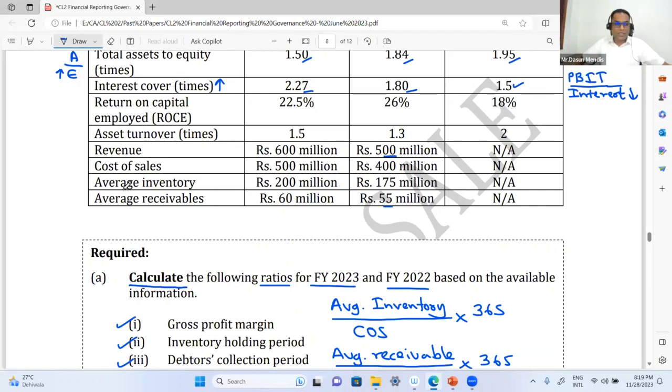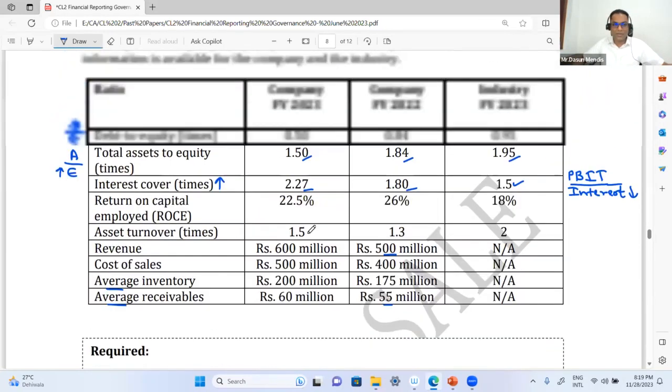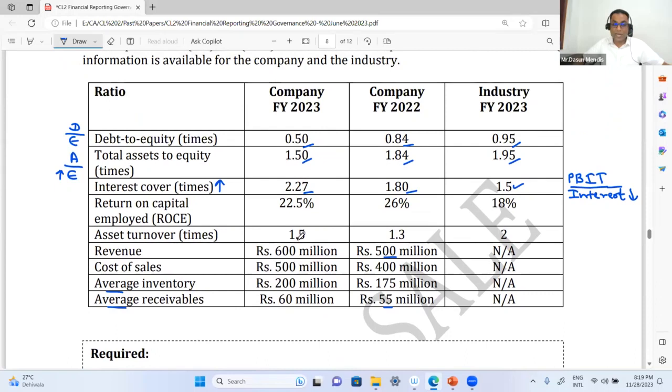Then you might have a question, okay, why do we take average inventory? Why do we take average receivable? Average means what? Period beginning and period end divided by 2. If it is a year, let's say this particular information, revenue, is given for a year, then revenue would occur throughout the 12 months period. So when you are taking the receivable balance, you take the opening and closing receivable, add them together and divide by 2. So you get the average receivable.